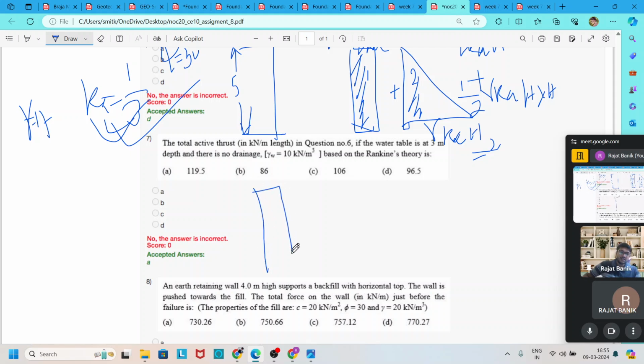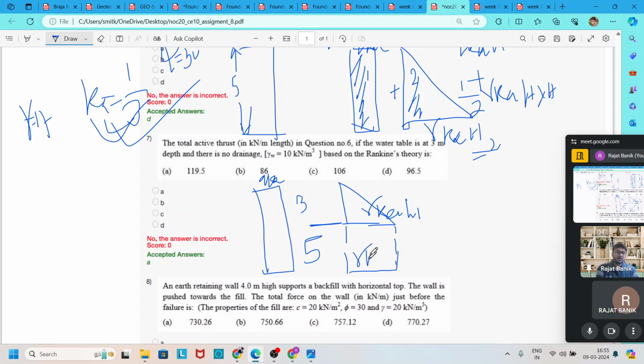The surcharge part remains the same, it is q into Ka. For the soil, it is now divided into two layers. Layer 1 has height H1, 3 meters from the surface, and H2 is 5 meters below. For layer 1, the pressure diagram from here to here is gamma Ka into H1. For layer 2, this acts as a surface, and from here to here it is the same, gamma Ka into H1.